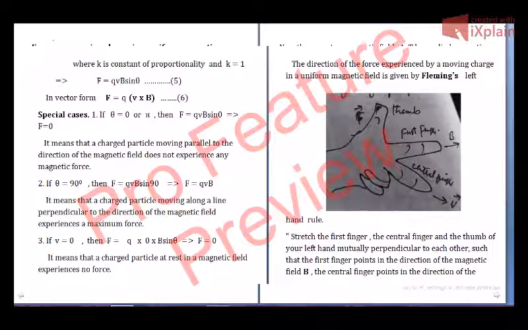We have to find the direction of the force. The direction of the force experienced by a moving charge in a uniform magnetic field is given by Fleming's left hand rule, as you can see from the figure.